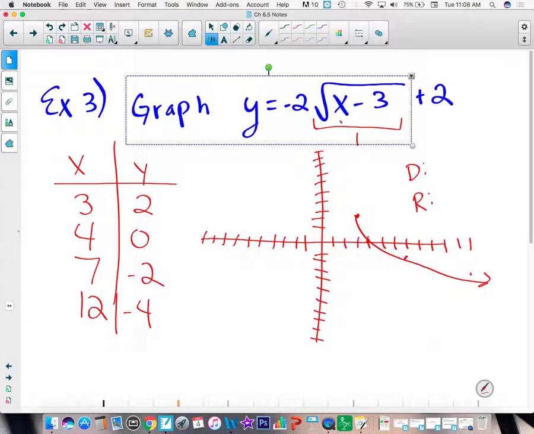So you add the 2 first? No, you do times the negative 2 first, because that's attached to the square root. So multiplication comes first. So you do your square root, multiply by a negative 2, then add 2.